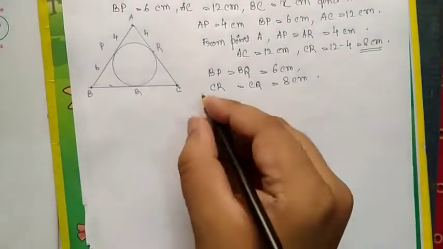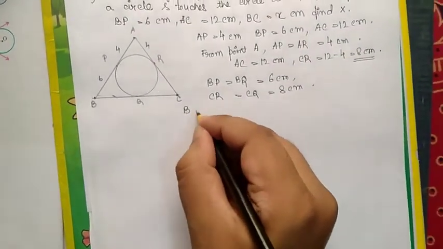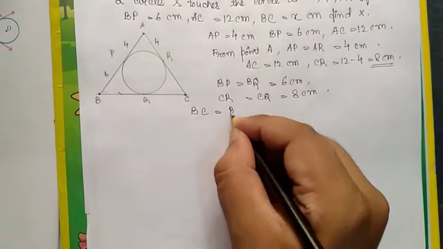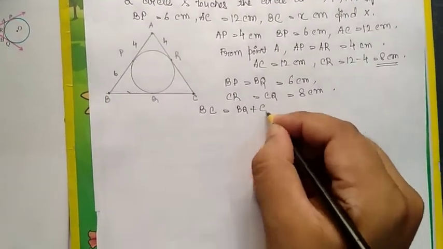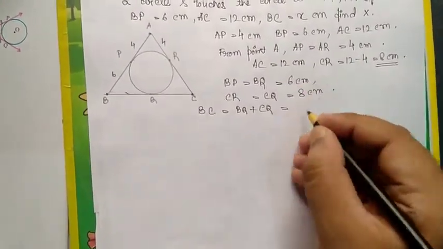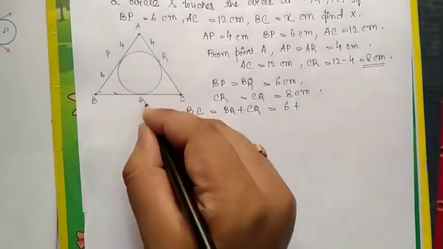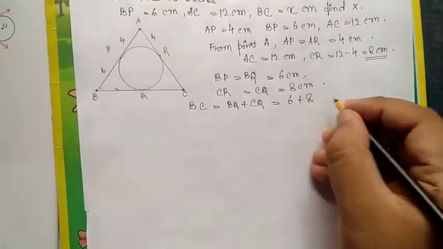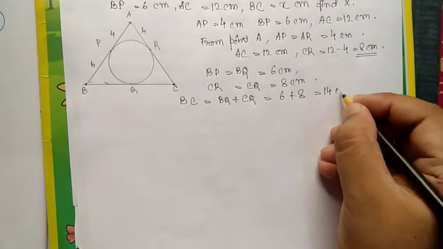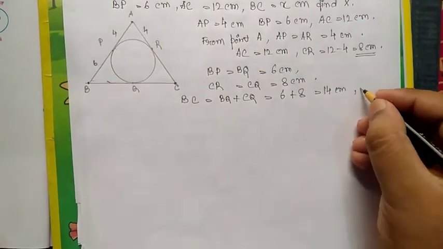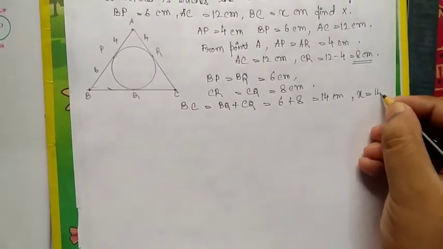So BC equals BQ plus CQ. BQ is 6 centimeters and CQ is 8 centimeters. So 6 plus 8, 14 centimeters. So the value of x is 14.